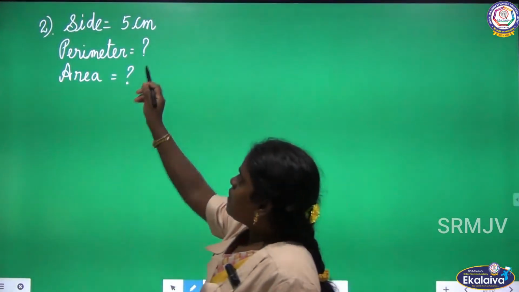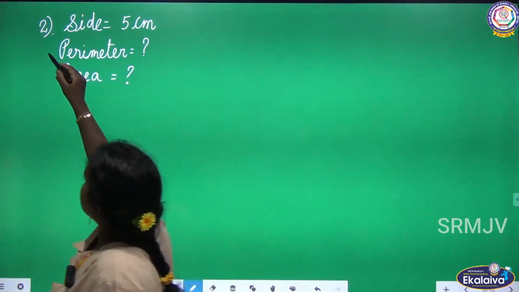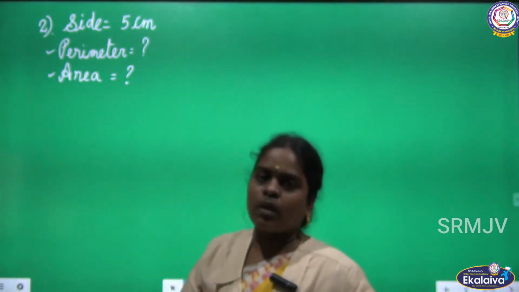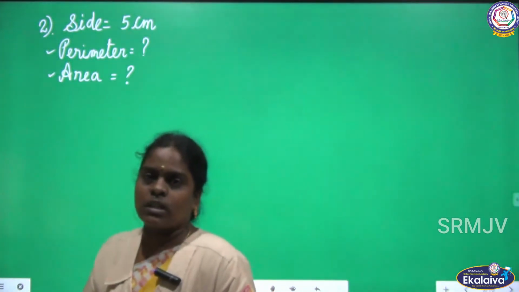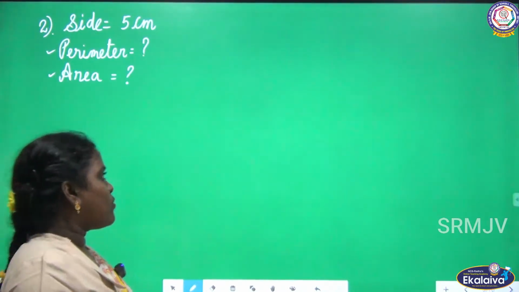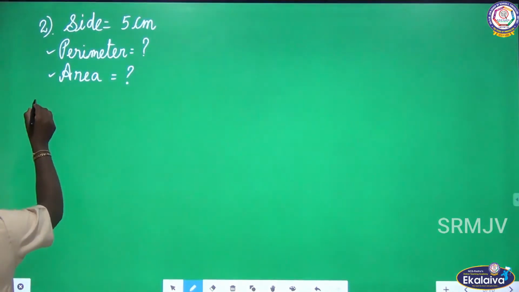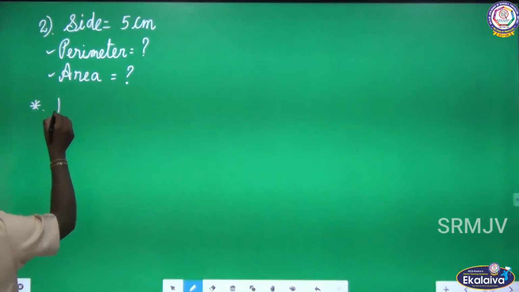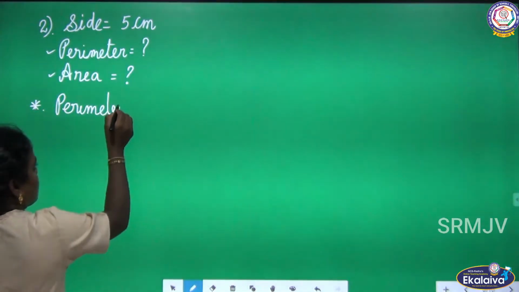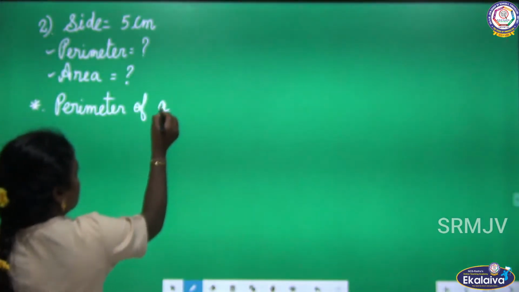Here side is given. It is 5 centimeter. We want to find out the perimeter and the area. We know the formula to find out the perimeter of a square and the area of a square. Let us find one by one. First, we will find out the perimeter of a square. Do you remember the formula, children? Perimeter of a square.